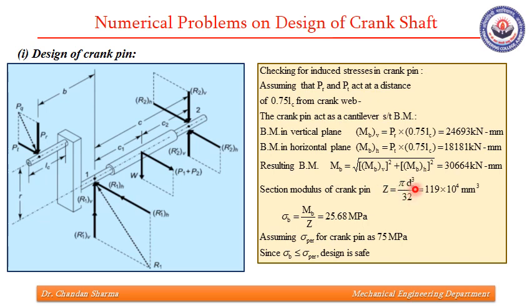Since we have already calculated DC, that is 95 mm, we'll be able to find Z. MB is known to us, Z is known to us. We can calculate sigma B, which is 25.68 megapascal. Since this sigma B is less than the permissible value, that is 75 megapascal, our design is safe. So whatever dimensions we have calculated from the bearing pressure consideration, those dimensions are safe when the crank pin is subjected to the forces PR and PT.